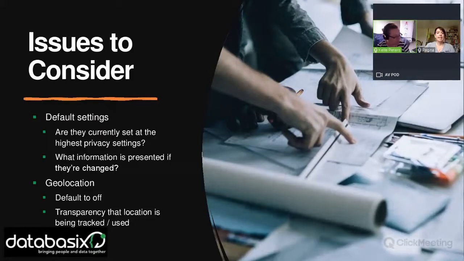More issues then to consider and to run through is your default settings. So are they currently set at the highest privacy settings? So if somebody just visits your website or engages with any services that you're offering online, are you automatically tracking them? And this can be as simple as cookies. There are requirements that you should have consent in place for cookies, but have you got it so that the location of the individual is not necessarily tracked? Have you got it so that they are protected?